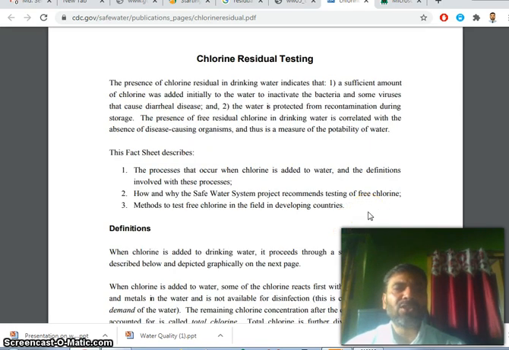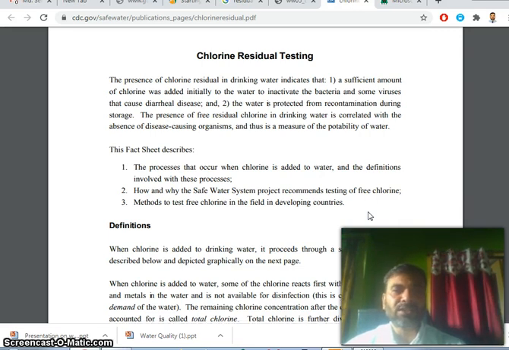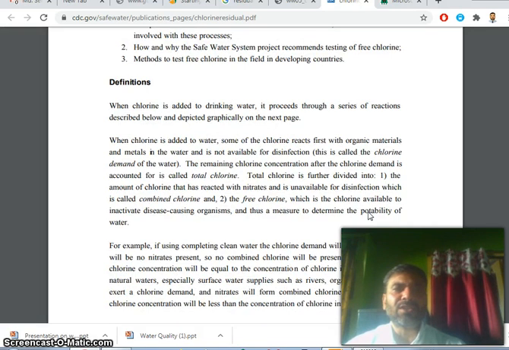So friends, this fact sheet describes the process that occurs when chlorine is added to water and the definitions involved with this process, and how and why the Safe Water System project recommends testing of free chlorine, a method to test free chlorine in the field in developing countries. So what are the definitions? When chlorine is added to drinking water, it proceeds through a series of reactions, described and depicted graphically in the next lectures, where I will talk to you.